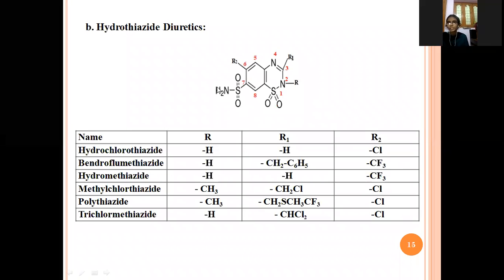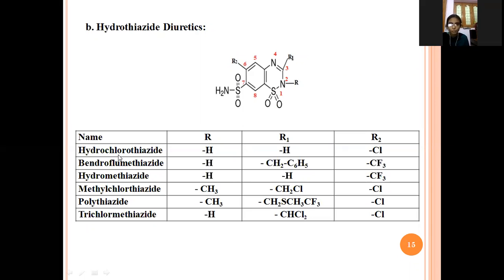So next, hydrothiazide diuretics. So this is a structure with R, R1 and R2 positions. If we replace different atoms, we will get different structures. For example, the first one is hydrochlorothiazide. In R position, hydrogen, R1 position, hydrogen, and R2 position, chlorine atom is attached. Next one is bendroflumethiazide.